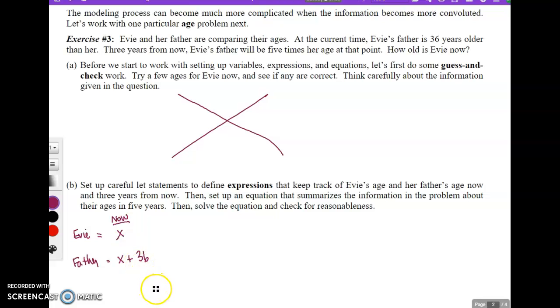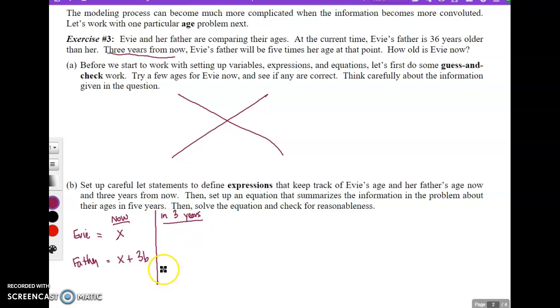Okay, now we also need to know how old they are at a different point in time. 3 years from now is what we need to know. So I'm going to do another set of let statements here right next to it. All right, so we have to know how old they'll be in 3 years. Okay, let's think about this for a second.